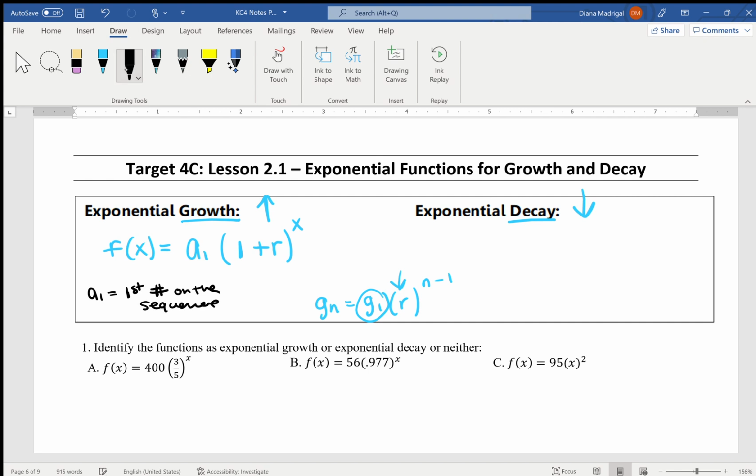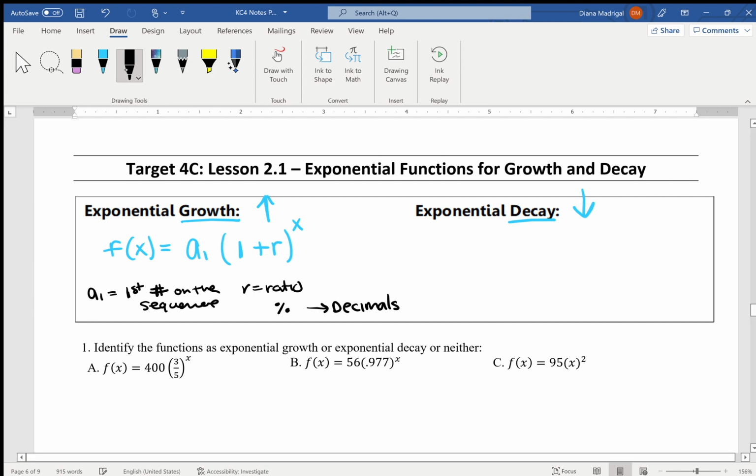And we all know that r is a ratio, okay? The difference here is that the ratio in these problems is going to be given to you in percentages, and you need to switch that to decimals. How do you switch it to decimals? You just divide by 100. So let me write that again.